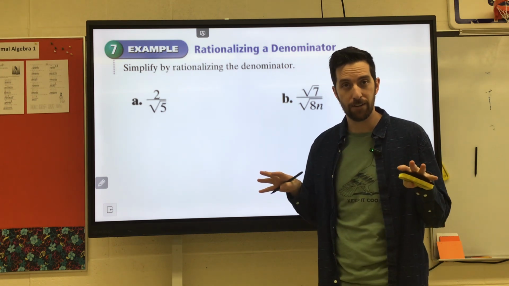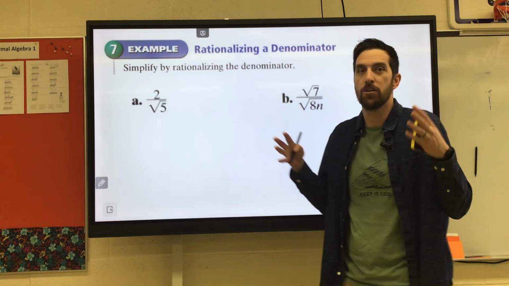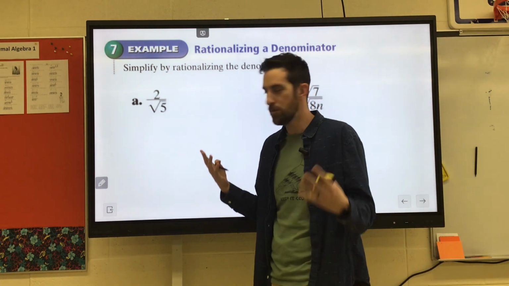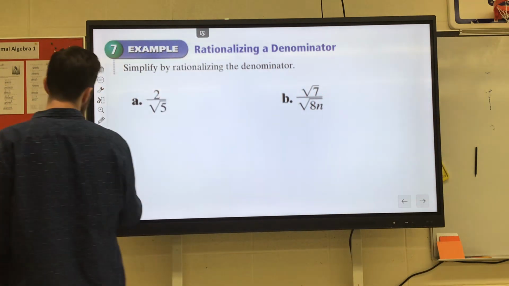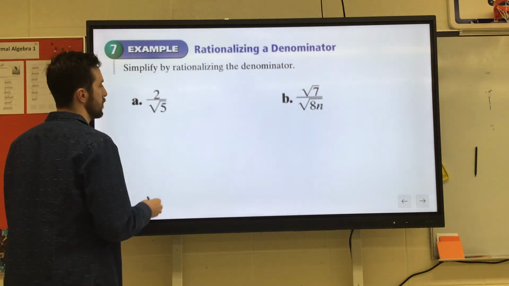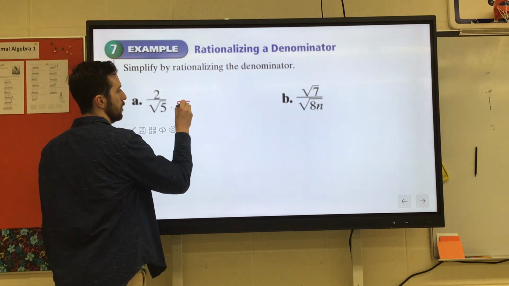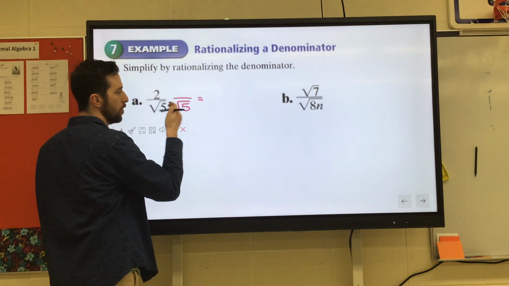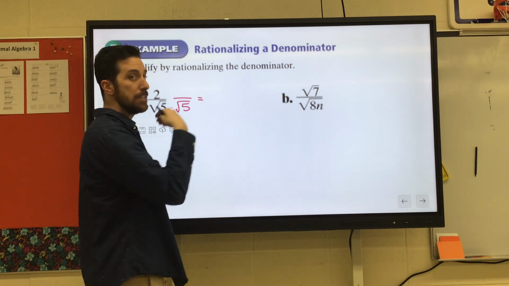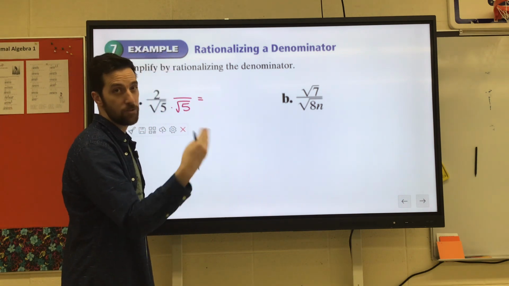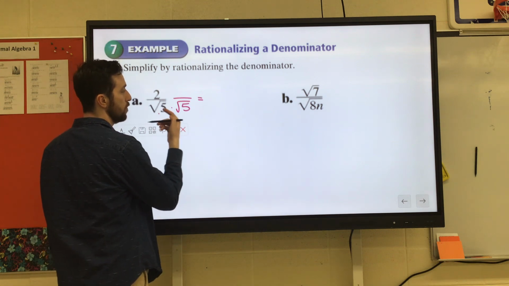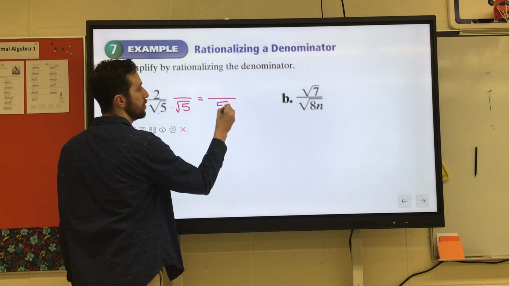If you can't have a radical in the denominator, we're going to turn it into a perfect square, a number that we can square root. The easiest way that you can do that is to just multiply it by itself. Because remember, the square root of 5 times the square root of 5 would be the square root of 25, and the square root of 25 is just 5. So square root of 5 times square root of 5 is just 5.